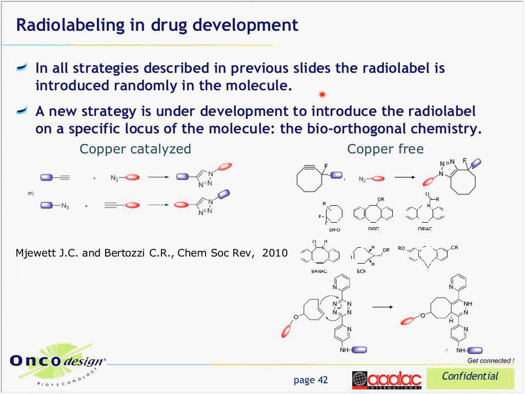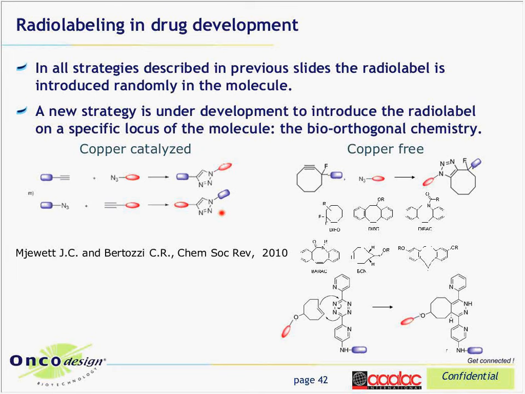A new strategy exists called bio-orthogonal chemistry, and one bio-orthogonal chemistry technique is click chemistry. It was developed, I would say, around 2005-06, and it's based on the reaction of an alkyne function, which is a triple covalent bond between two carbon atoms, and the use of a structure harboring an azide function, N3. When the two molecules react, you have the formation of this structure. The advantage of using alkyne and azide functions is that they do not usually react with chemical functions in the body of living animals.